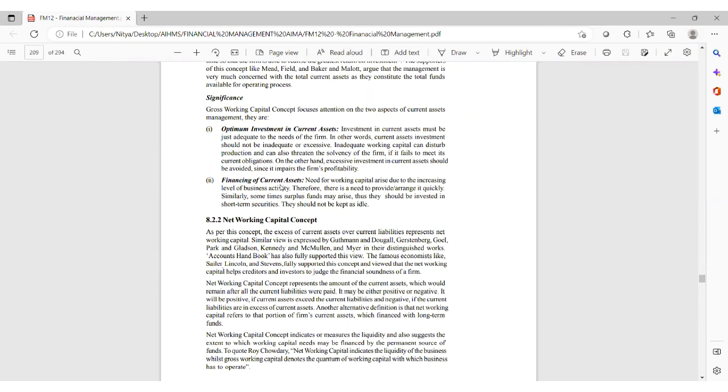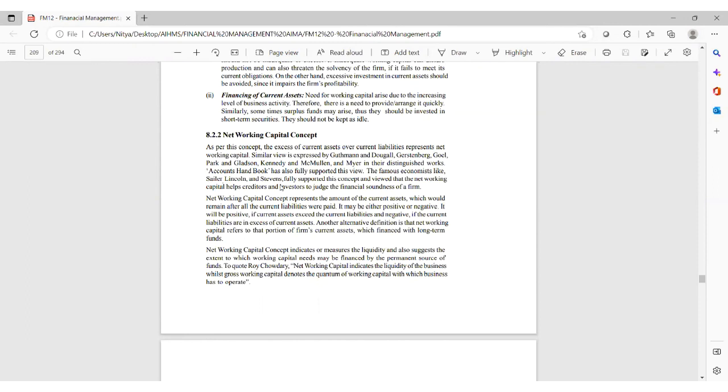But the other concept, that is net working capital, is more useful, because when we talk about net working capital, it is the excess of current assets over the current liabilities, right? So in this case, it is the amount that we are going to get out of the current assets that will be used to pay off my current liabilities. So it can either be positive or negative. If it is positive, that means my current assets are more as compared to my current liabilities, right? So certainly I'll have more funds, and my solvency position is good.